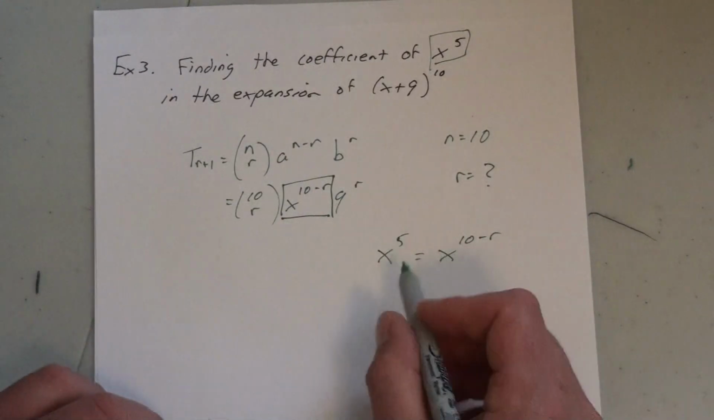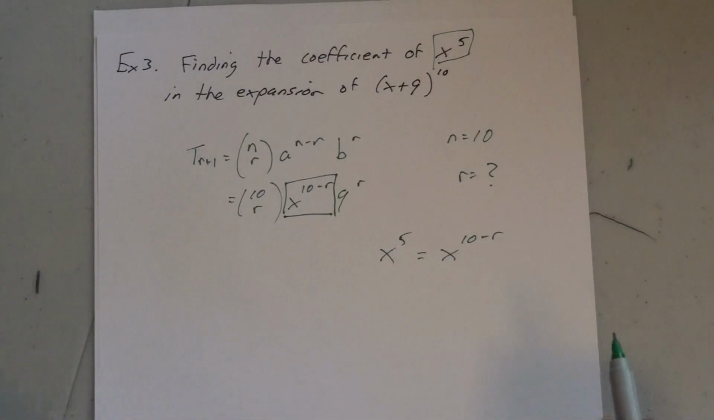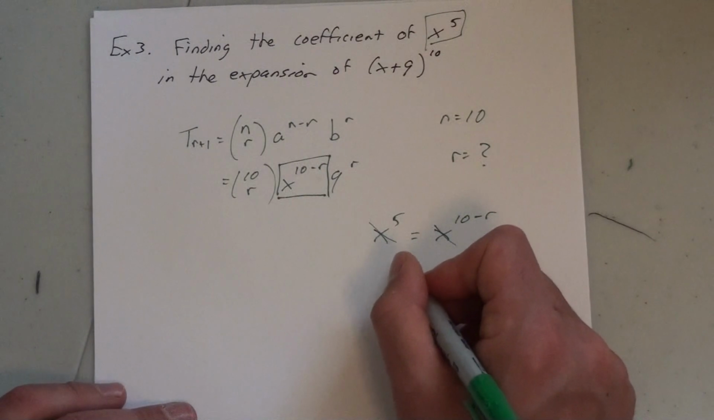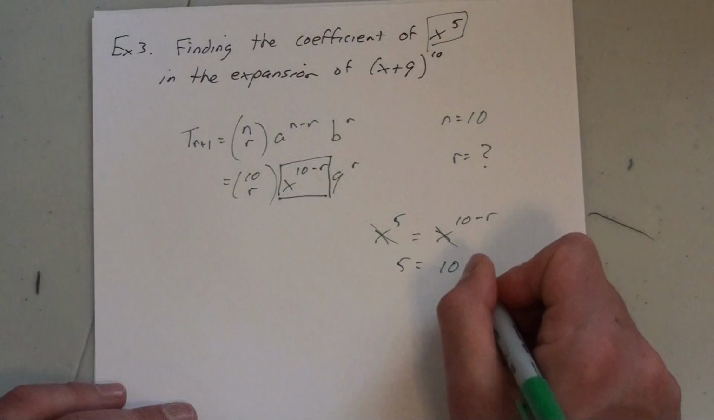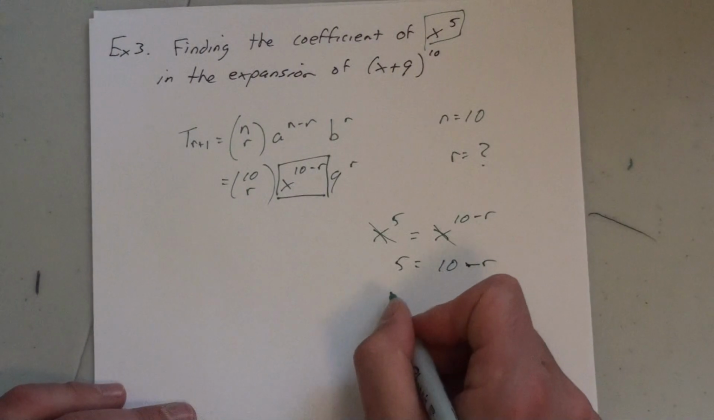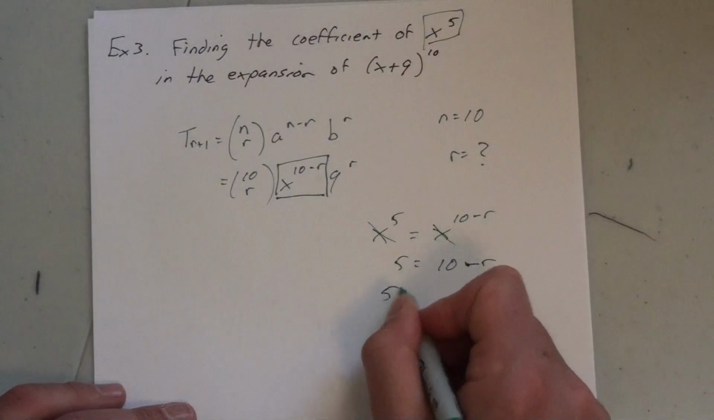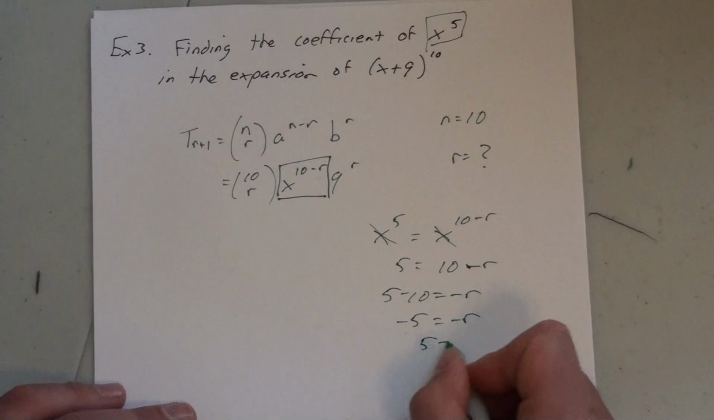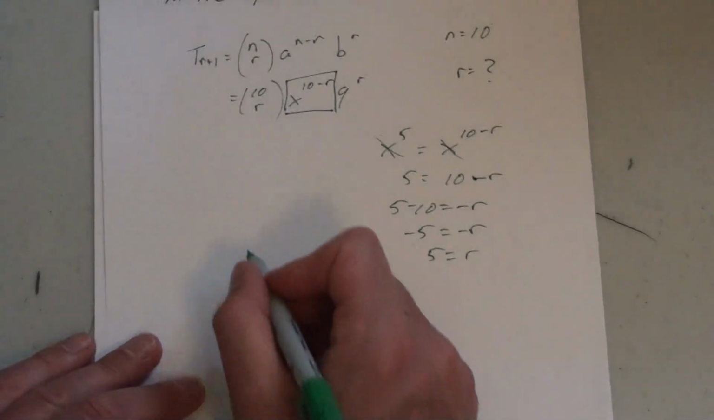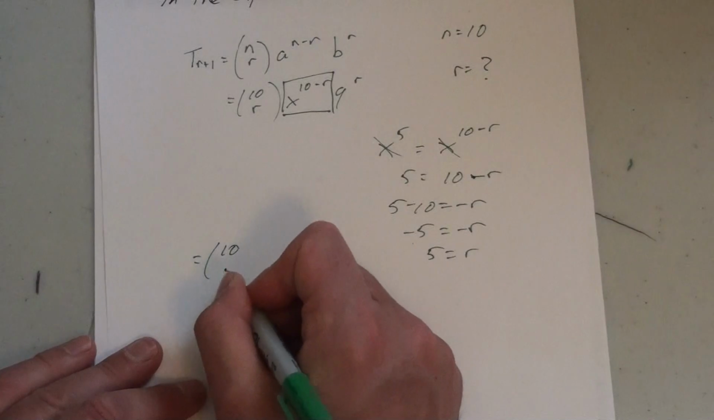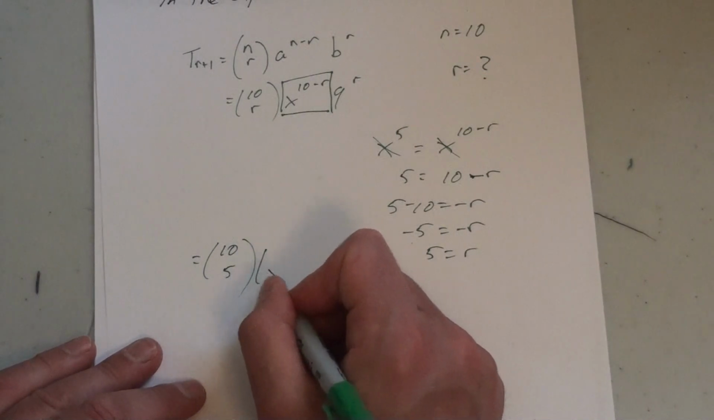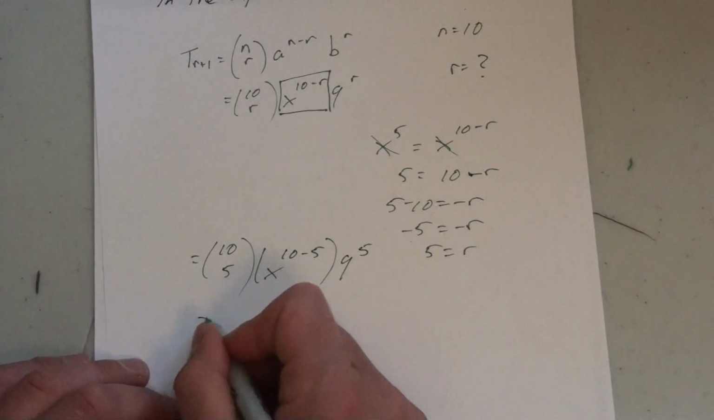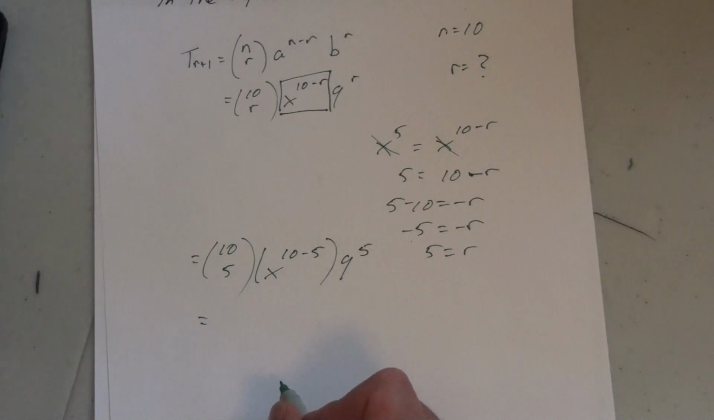That's okay. Now, from exponent rules, you remember if you have the same base on either side, you can cancel it out. So I do, and I have x's on either side, so I have 5 equals 10 minus r. So 5 minus 10 equals negative r, which gives you negative 5 equals negative r. 5 equals r. So that tells me that it was 10 choose 5, x to the 10 minus 5, 9 to the 5. And it asks for the coefficient, so I'm going to actually have to figure that out.